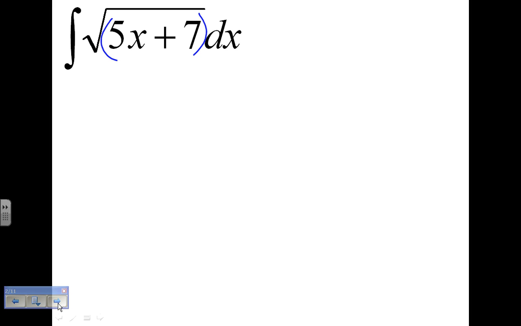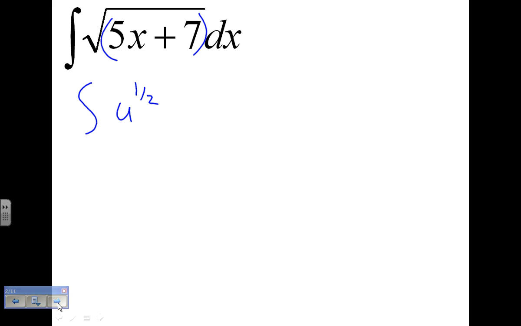You can't integrate this the way it's written. You don't have anything for the square root of 5x. However, if you replace this with u, you do have something for u to the 1/2. That's easy. You can integrate u to the 1/2. You can add. You have that.